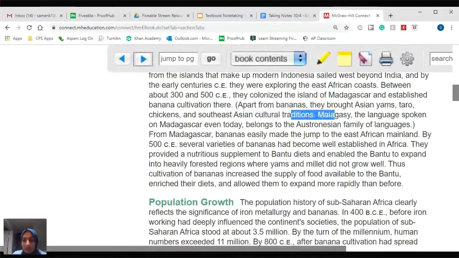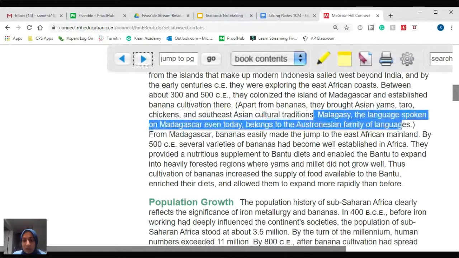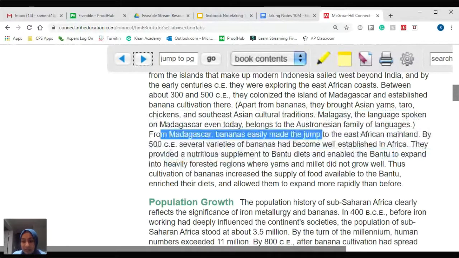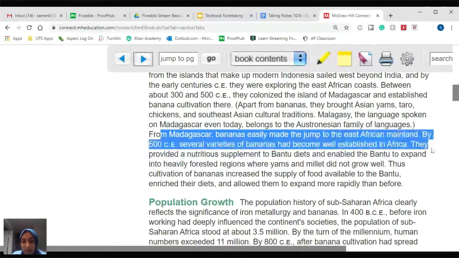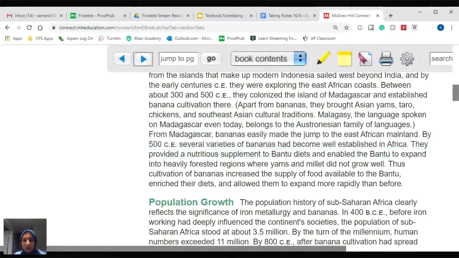Malagasy, we don't need to know. I don't think this is really important to know. From Madagascar, bananas easily made the jump to the East African mainland. By 500, several varieties of bananas had become well established.